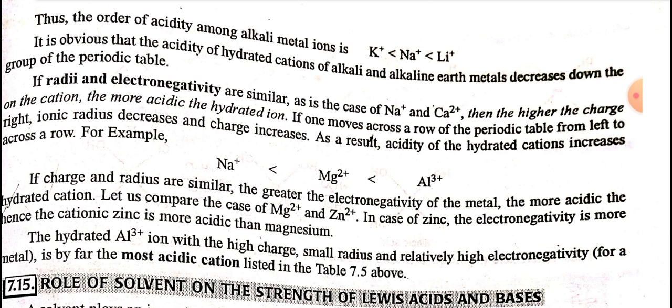For example, Na+, Mg2+, and Al3+. If charge and radius are similar, the greater the electronegativity of the metal, the more acidic the hydrated cation. Let us consider the case of Mg2+ and Zn2+. In the case of zinc, the electronegativity is more, hence the cation Zn2+ is more acidic than magnesium. The hydrated Al3+ ion, with the highest charge, smaller radius, and relatively high electronegativity for a metal, is by far the most acidic, listed in Table 7.3.